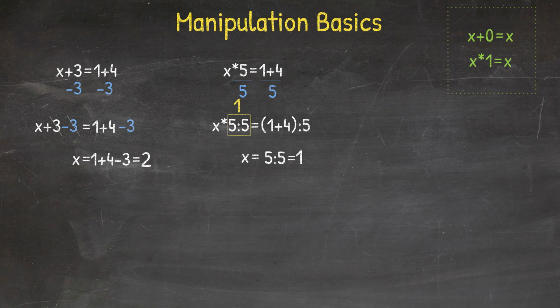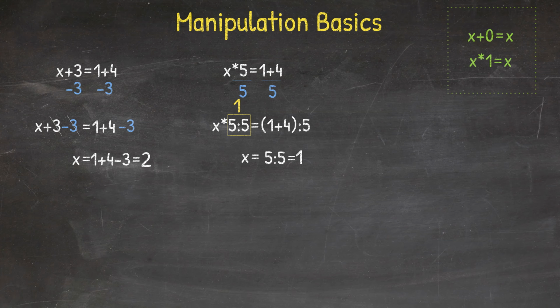So what is the difference between the two examples? Well, the difference is that in the first case, we were looking for the setup x plus 0 equals x. Whereas in the second case, we were looking for x times 1 equals x.